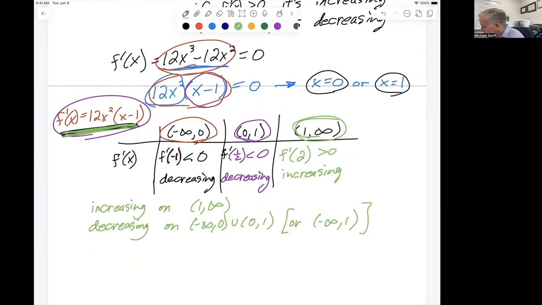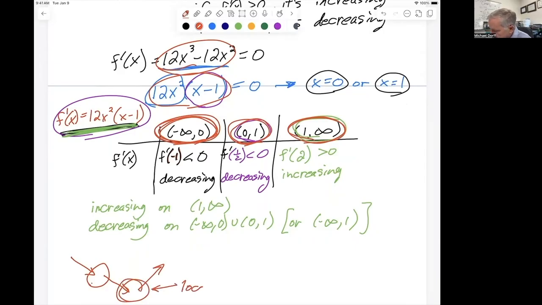Okay, and where are their local max and mins? Well, I look at this. If something is decreasing, like it is from negative infinity to 0, and then from 0 to 1, it keeps decreasing, there is no min or max in between them. But if I go now from 1 to infinity and it's increasing, that means I'm going to get a local min here. So this has neither max nor min there, but here I get a local min. So there's a local min at x equals 1.